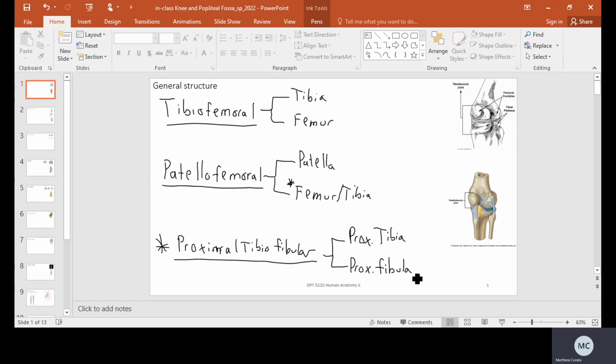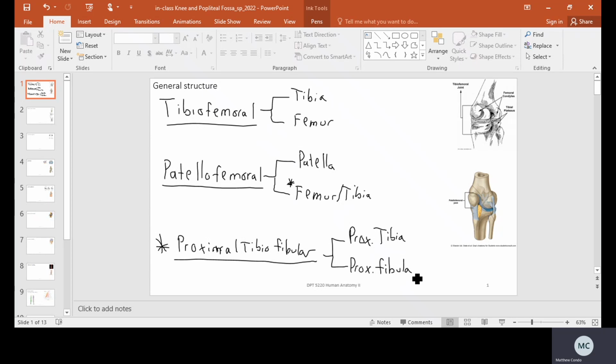Now that's going to be one of these similarities that we're going to see with the elbow and the knee. If you remember the elbow last semester, we had that proximal radial ulnar joint, distal radial ulnar joint. We're going to see a proximal tibiofibular joint here and a distal tibiofibular joint, excuse me.